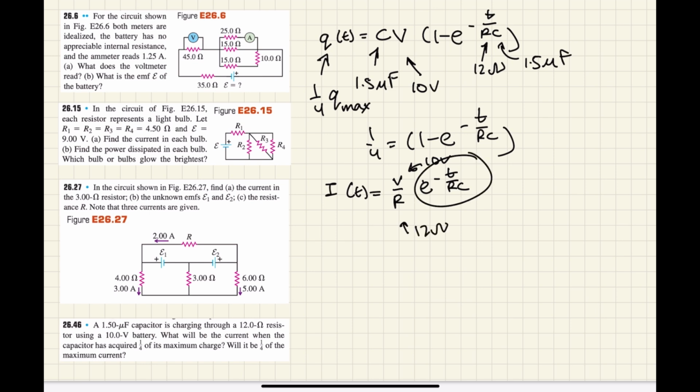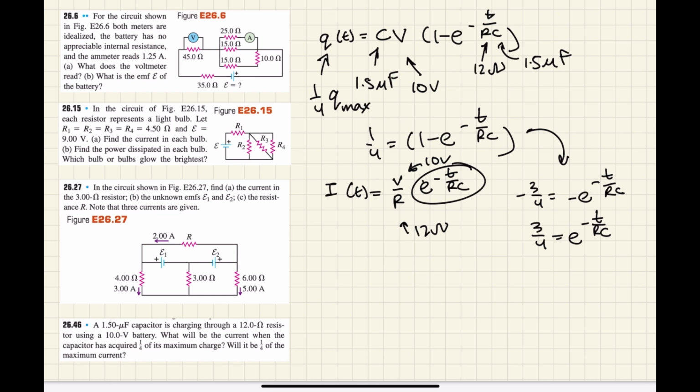And what is this term? Instead of solving for T, we can actually solve for this entire term from this equation. We just subtract 1 from both sides, giving us negative 3/4 is equal to negative e to the negative T over RC. Taking the negative signs off, we get 3/4 is equal to e to the negative T over RC, which means this term is equal to 3/4. And so I of T is just 3/4 of 10 volts over 12 ohms. 10 over 12 is 5 over 6, and so I of T is equal to 0.625 amps.